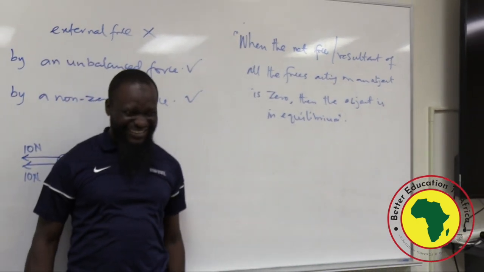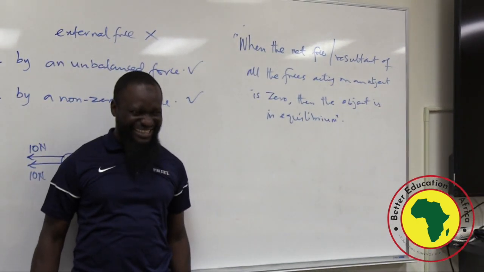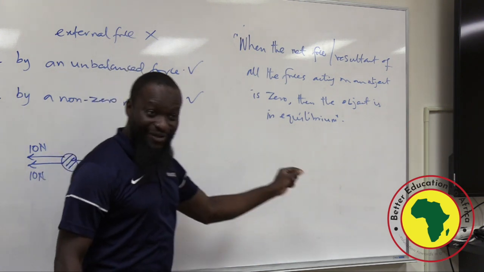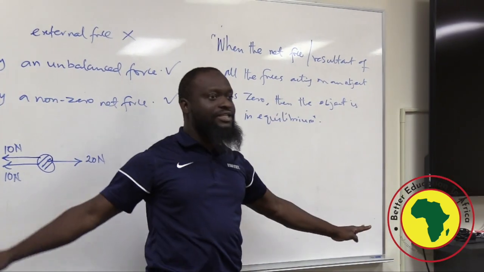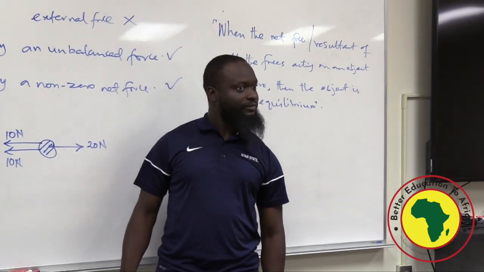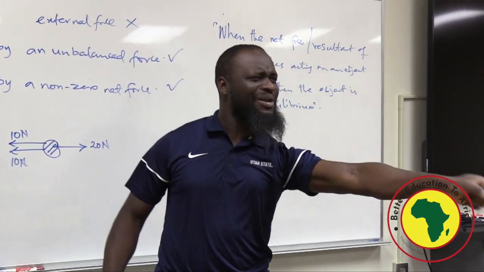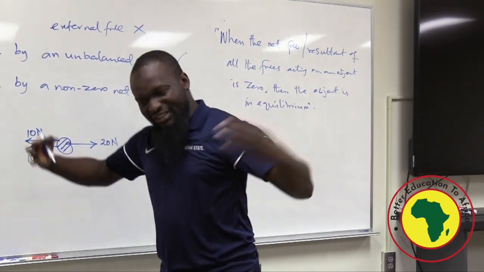Do you understand now? So when the resultant of all the forces acting on an object is zero, then the object is in equilibrium. That is Newton's first law. Now, what do you mean by equilibrium? That is what Newton's first law is trying to teach us.